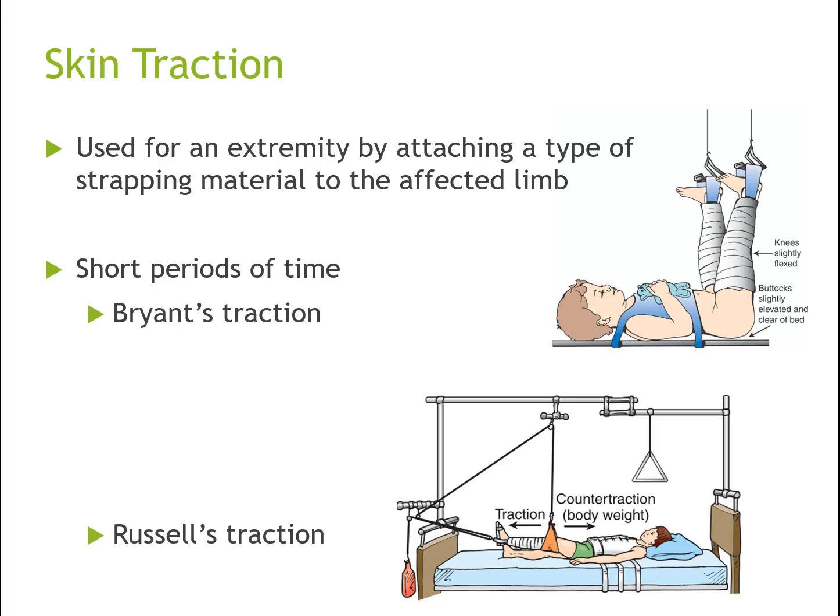And then the Russell's traction, where again, the extremity is wrapped, it's elevated, and then you have the weights on the end of the bed. I've never taken care of anybody with Russell's traction, but I have taken care of kids in Bryant's traction, and I can't say that it was all that successful, especially with the really young kids, but it is something that you may or may not see.